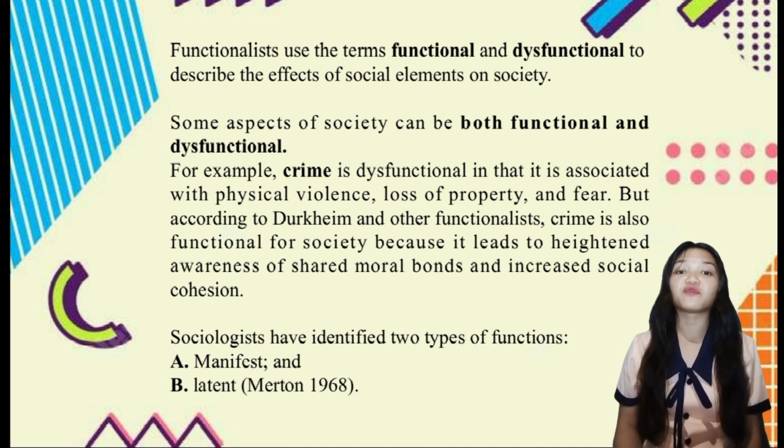Sociologists have identified two types of functions: manifest and latent. Manifest functions are consequences that are intended and commonly recognized, while latent functions are consequences that are unintended and often hidden.